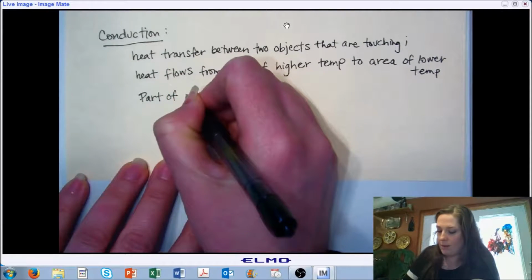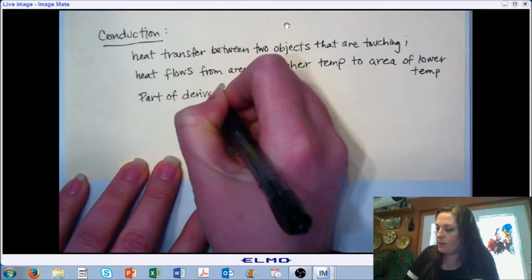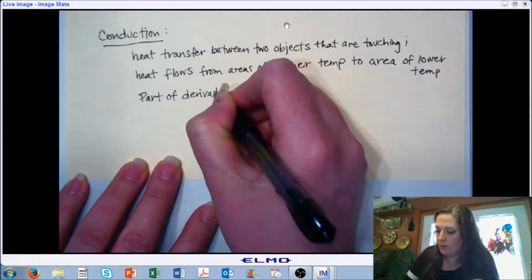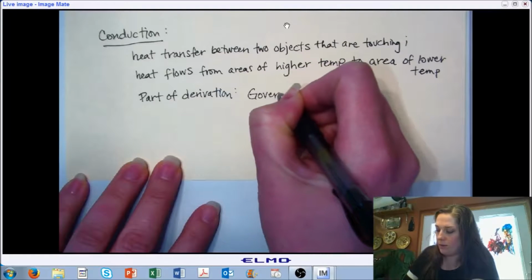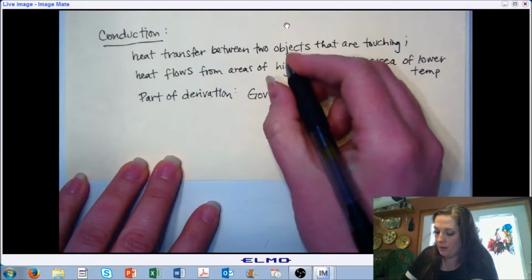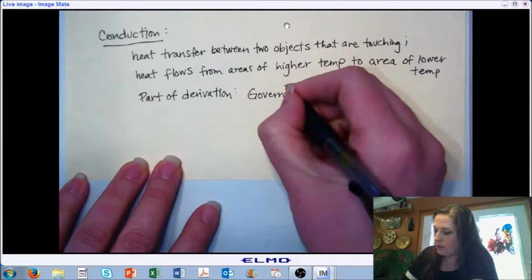So let's remind ourselves of the governing equation for conduction heat transfer. And so we're going to look at part of the derivation of the conduction heat transfer equation.